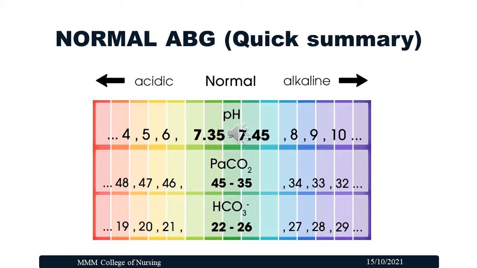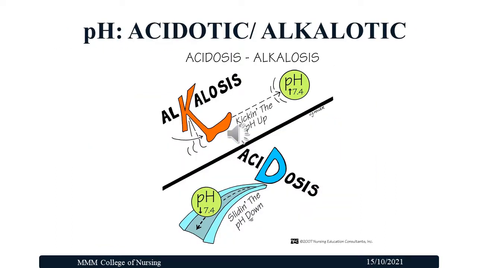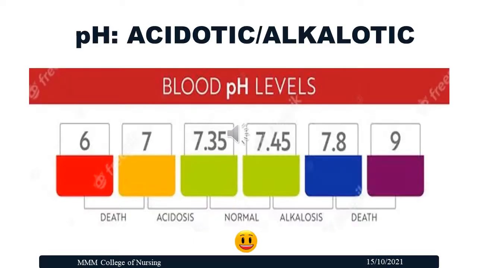So let's now move on to the interpretation of ABG. First, let's see the pH in the interpretation of ABG, whether it is acidotic or alkalotic. So what is a normal pH? Yes, you're right, it's 7.35 to 7.45. So for you to remember, when the pH slides down, that is below 7.35, it is acidosis, and when the pH kicks up, it is considered as alkalosis. It's a happy state when the pH is normal, that is 7.35 to 7.45.